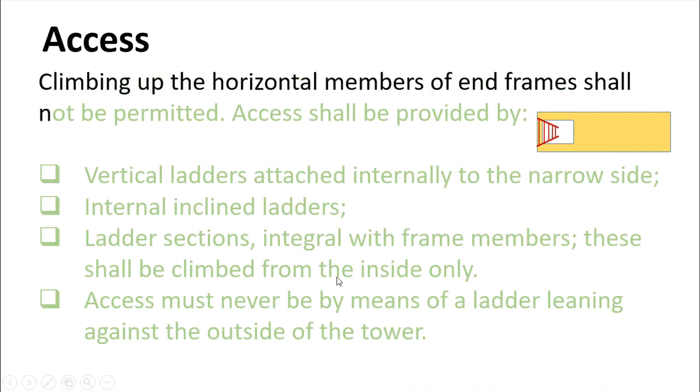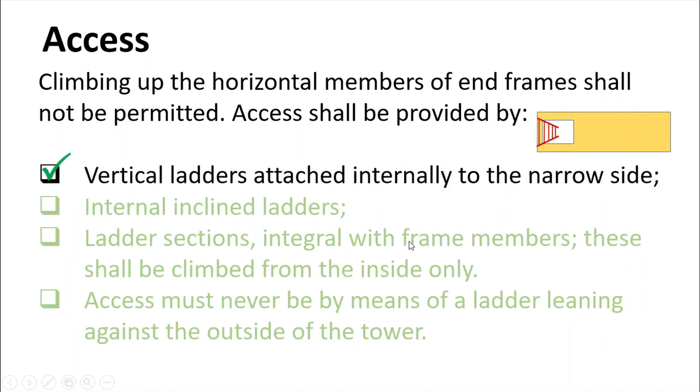Access. Climbing up the horizontal members of the end frame shall not be permitted. Access shall be provided by vertical ladders attached internally to the narrow sides. Like for example, on this sketch, this is the toe board and this is the access. So the ladder is laid on the shortest narrow side of the platform, so that it will not compromise the stability of your platform.